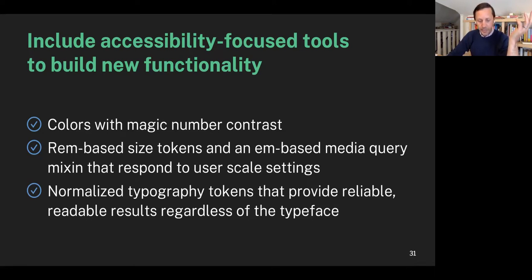We also have REM-based font size tokens and an EM-based media query mixin that respond to user scale settings. So one of the reasons we use REMs in our type scale, and one of the reasons we use EMs for media queries, is that that way of doing it makes the site more able to adjust to a user's browser settings for scale. And as you scale a site's size up and down, make sure that the type is scaling adequately and the media queries are hitting as they should.